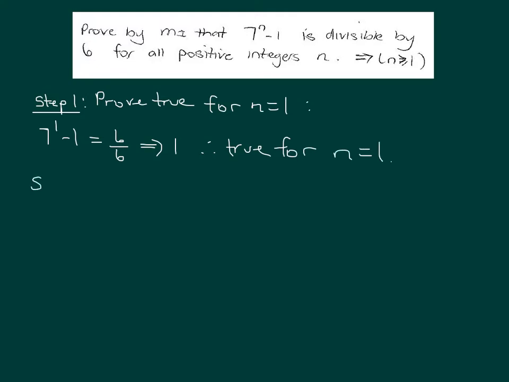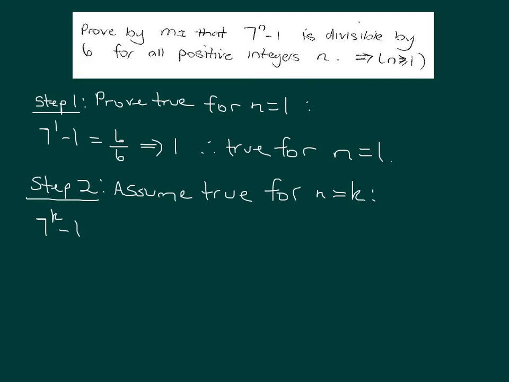The second step was to assume it's true. Assume true for n equals k and make some sort of statement. So wherever you see an n, we're now going to put a k. So we're going to assume that 7 to the k minus 1 now is divisible by 6. Means we get an integer when we divide. So it is divisible by 6, and I'm going to call it m, where m is an integer.